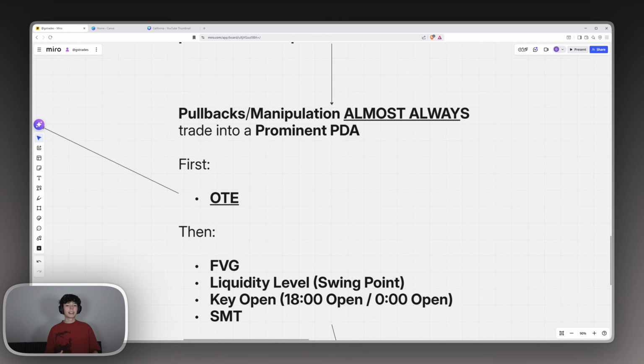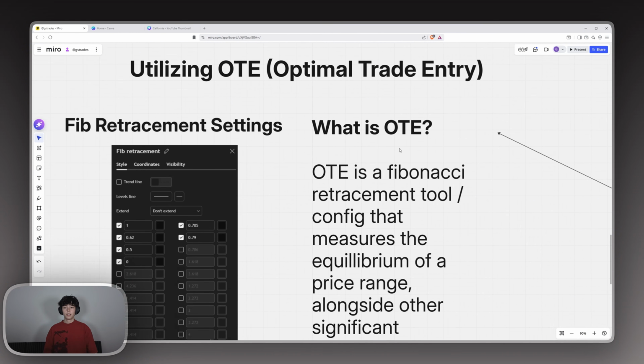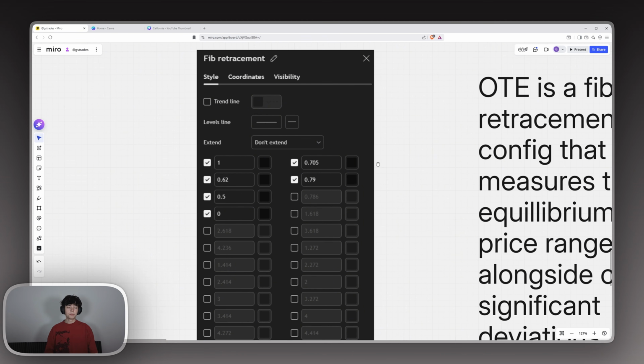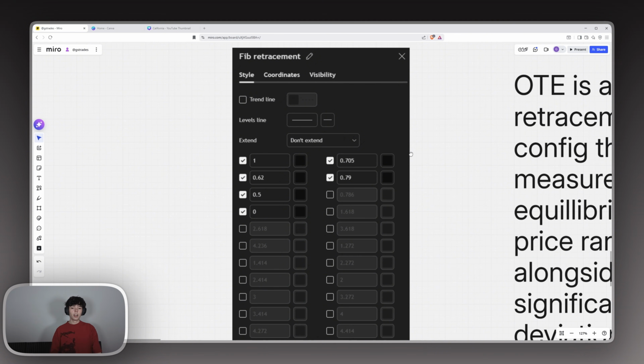And what I mean by that is like a fair value gap that's already been traded into. I'm going to show some more examples here in a minute, so don't worry. But first, OTE. This is a framework for every trade. What is OTE? Well, right here, utilizing OTE. Okay, first of all, you're going to go here and you're going to take these fib settings. Go ahead and take a screenshot of this video and get this down here. So this is the 1, the 0.62, the 0.5, and 0, 0.705, 0.79 of a trend.